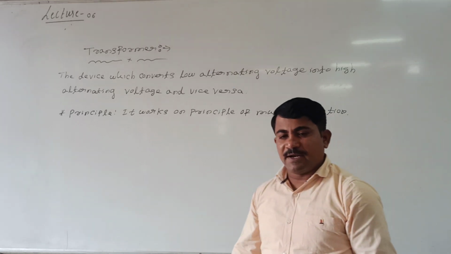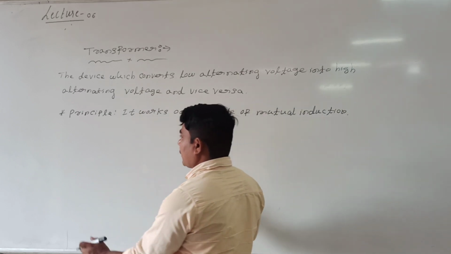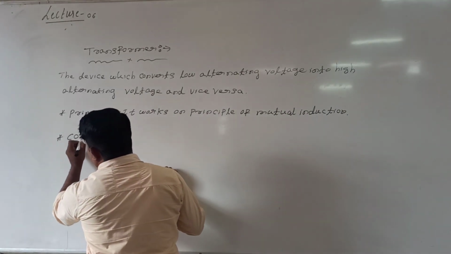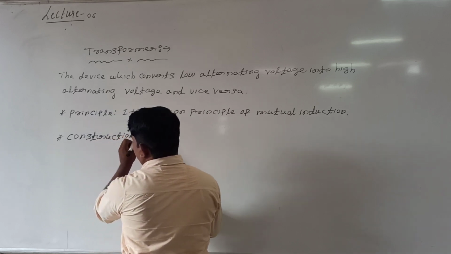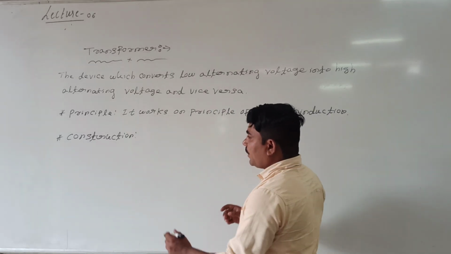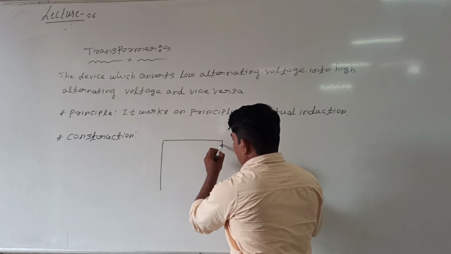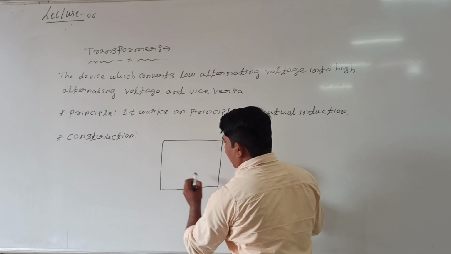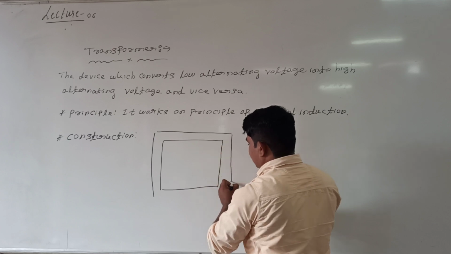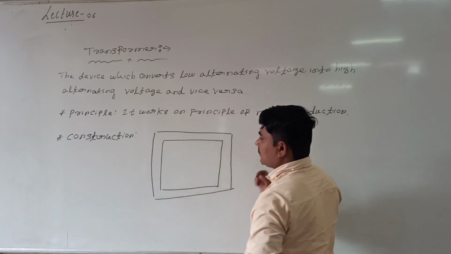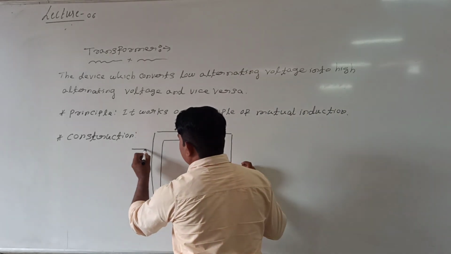See here. Then let us take the construction. How the construction is there for the transformer, in detail we will see now. Next one is construction. A transformer consists of a soft iron core. On the soft iron core, two coils with many turns are wound. This is soft iron. On the soft iron core, two coils with many turns, like this.